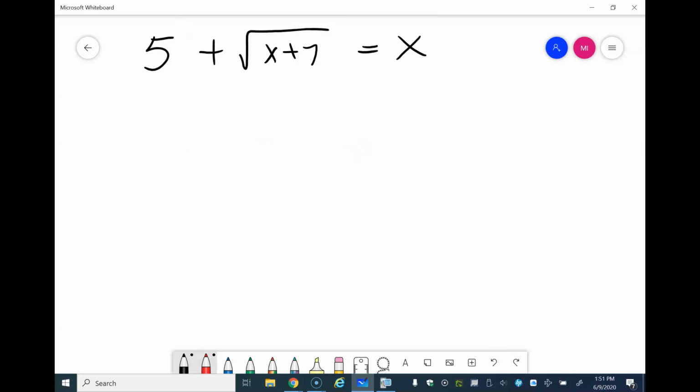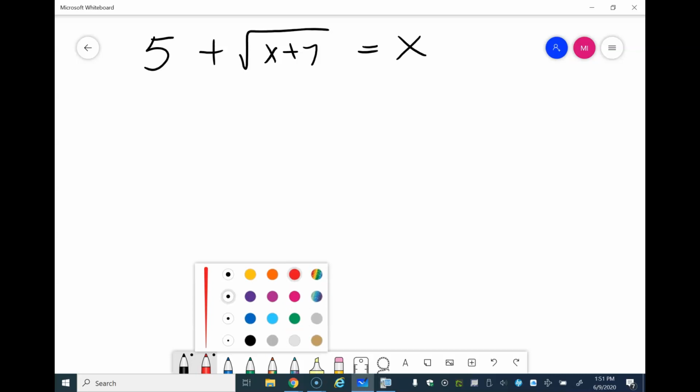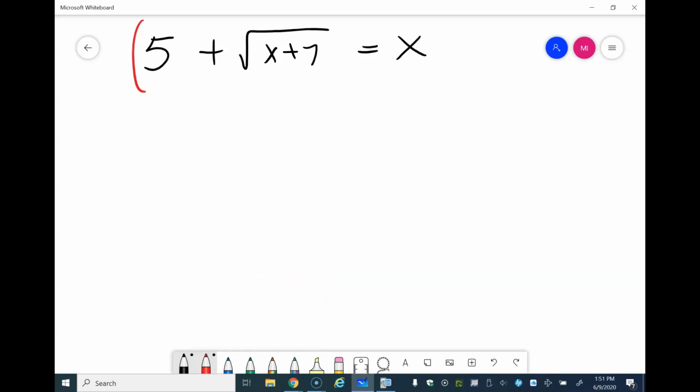So back to our rule, again, when we want to get a square root by itself, if you're trying to square it, the proper way to do it, or the legal way to do it, is to take the whole thing and square it, like so. But who wants to multiply this out?